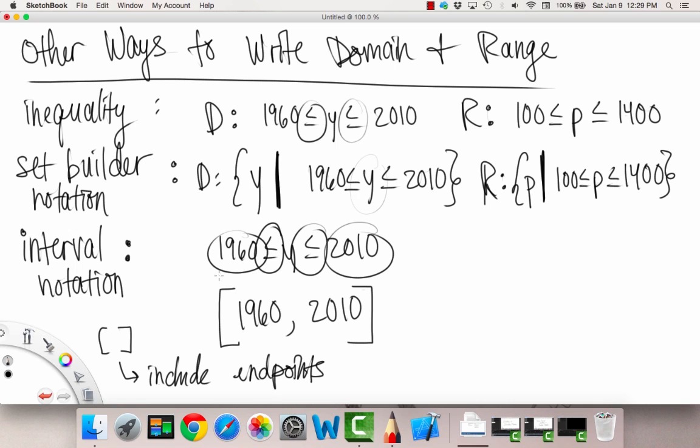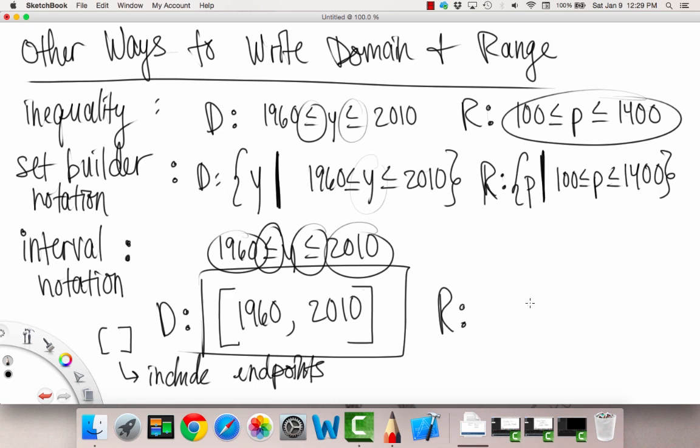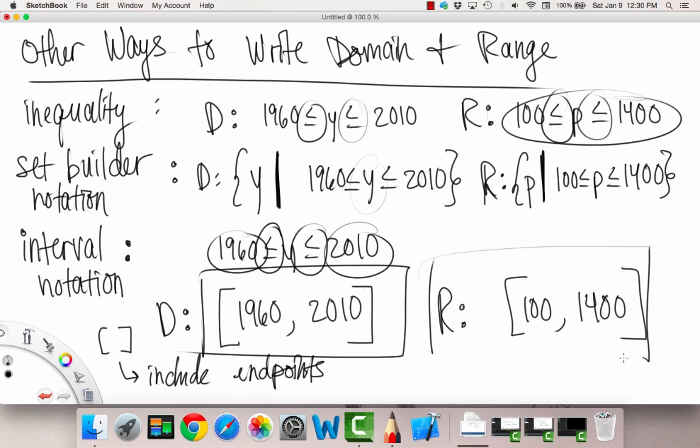All right, then we'll do the same thing. This right here is our interval notation for the domain. Now let's do the same thing for our range. Let's look back at this inequality. We write down the two endpoints, 100 and 1400, and since we have the or equal to, we're just going to use those square brackets. Alrighty, so that would be it in interval notation.